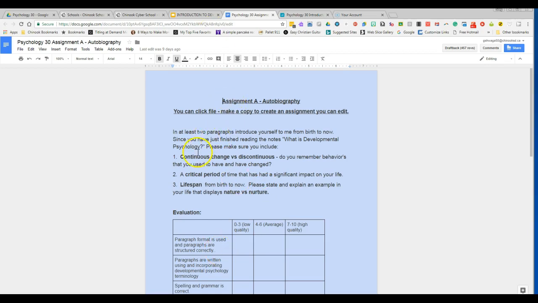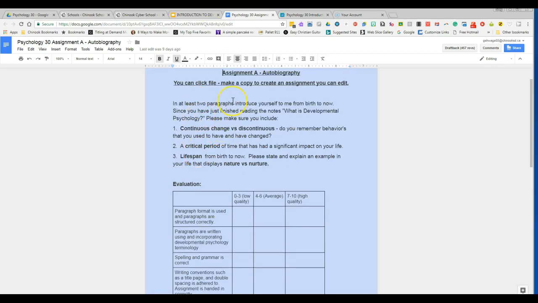And for this assignment, I would like you to, in at least 2 paragraphs, introduce yourself to me from birth until now. So for most of you, that's from birth until you're like 17 years old kind of thing. So since you've just finished reading the notes, What is Developmental Psychology, please make sure you include some comments about continuous versus discontinuous change. This is where the assignment meets the learning material. So do you remember behaviors that you used to have and have changed? Okay, so if you don't know what that means, go back to the slide presentation and look at continuous versus discontinuous change.